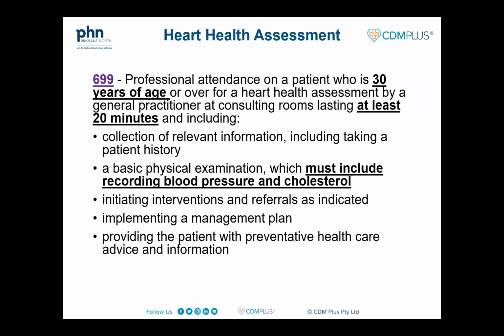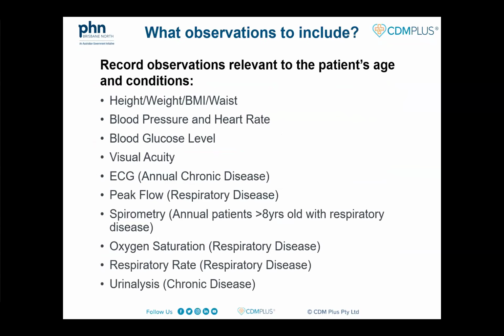One of the other big questions that I get around health checks and care plans is what do we need to record for a health assessment? For me, it's going to depend on what existing conditions the patient has. But for most adults, we're going to be doing height, weight, BMI, and waist. Waist measurement is really important because it will help us do some additional screening tools like the AUSDRISK. As I said, I usually do a urinalysis as the minimum for any of the health checks that I've done.